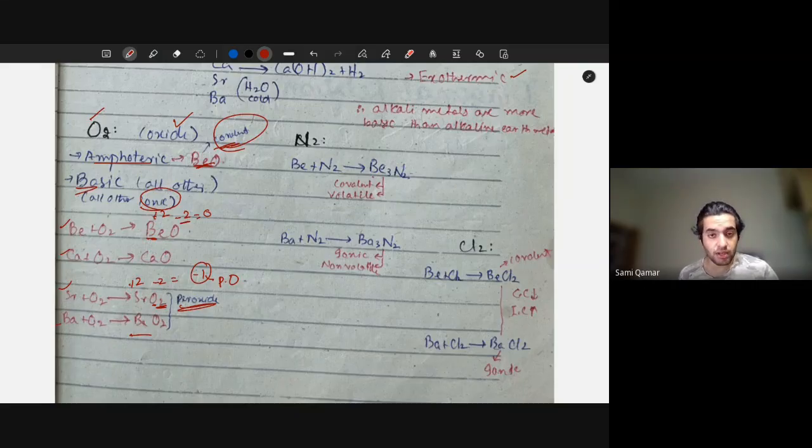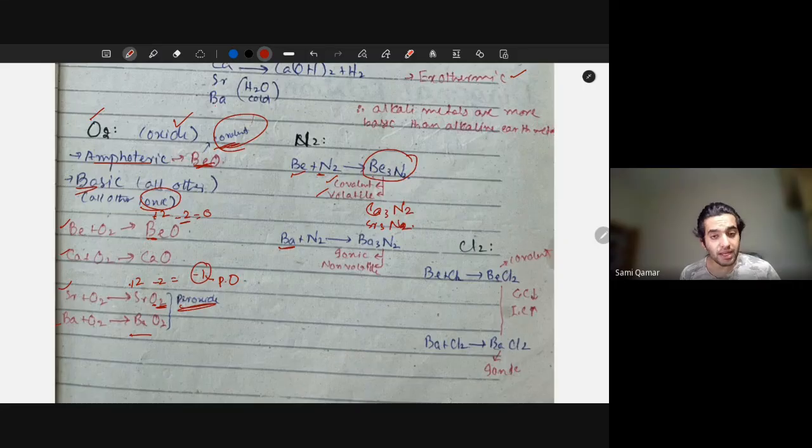Now let's react them with nitrogen. What will happen with nitrogen? Beryllium reacts with nitrogen and forms Be3N2. It is covalent and volatile, while barium will react in a similar way, and all will react. Beryllium, magnesium, all will react in the similar fashion. Magnesium forms Mg3N2, and calcium will react in the same way, Ca3N2, and then strontium will react in the same way. So all will react with the same stuff.